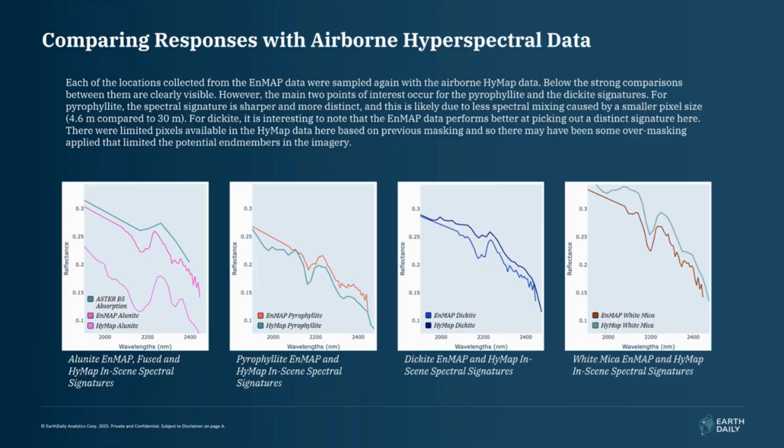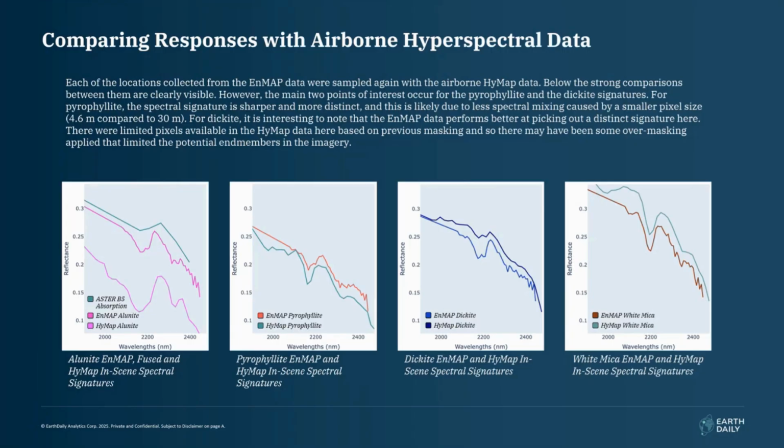Now you can see the improved quality of the data, the smoothness, and there's less noise along the far end here, which is only natural with an airborne system that's also flying at a much higher spatial resolution. But still, we're picking out those key diagnostic absorptions. With porphyry, you get a slightly better signature. There's less mixing because we've got a 4.5 meter pixel, 4.6 meter pixel compared to 30 meters.